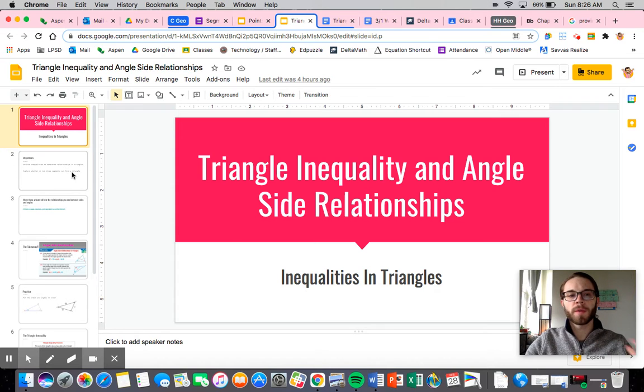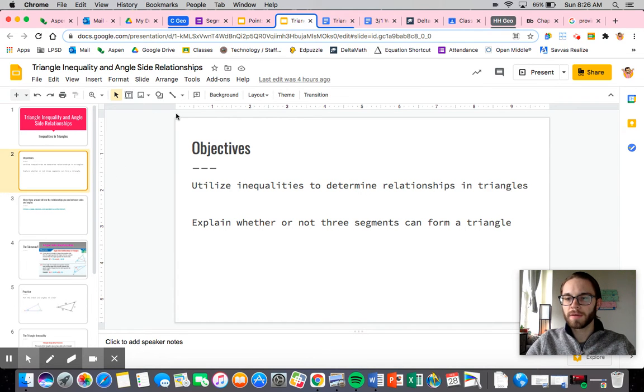So ultimately, what's our goal? Our goals for this section are to utilize inequalities to determine relationships in triangles, and to explain whether or not three segments can even form a triangle to begin with. Those are the two main things we're going to focus on throughout this.